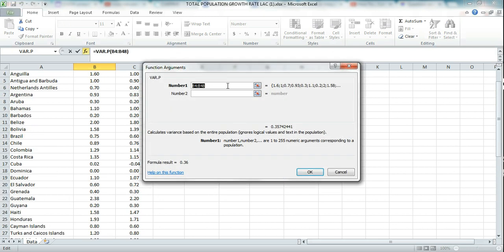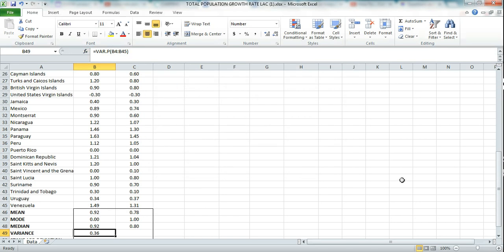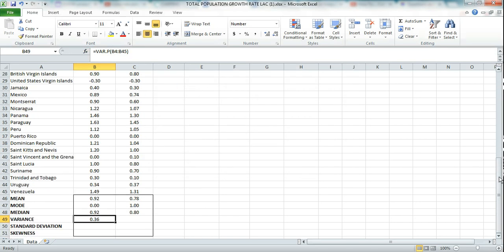Now, in the same way, I'm gonna have to select my range, and I want the variance for the values ranging between B4 and B45. That is cell B4, and it actually goes all the way down to B45. I'm going to click OK, and there I have it. I have my variance for that group.